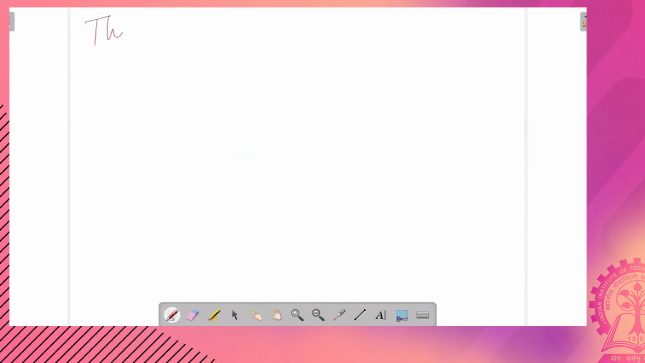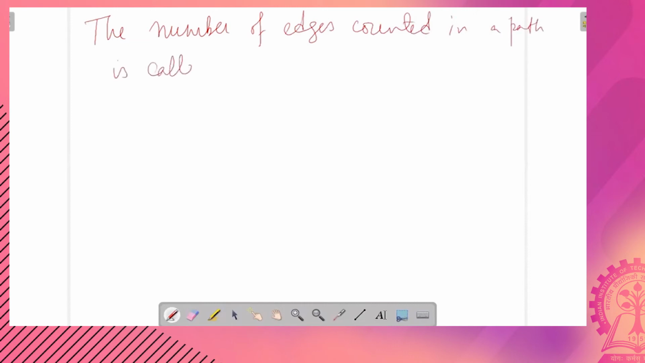The number of edges counted in a path is called the path length.